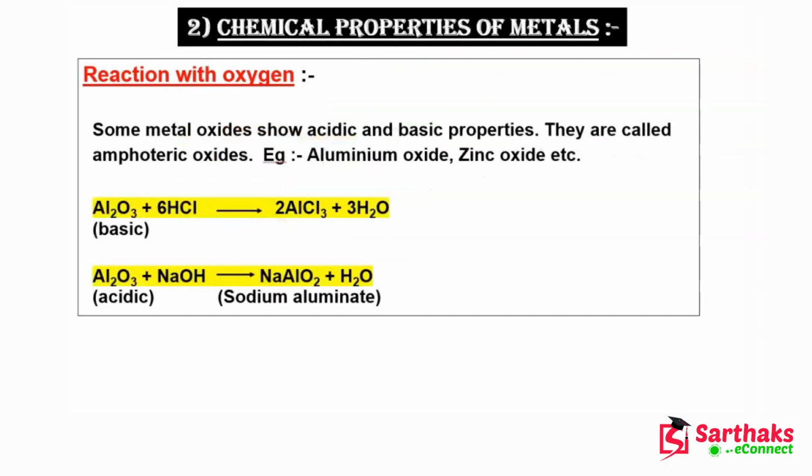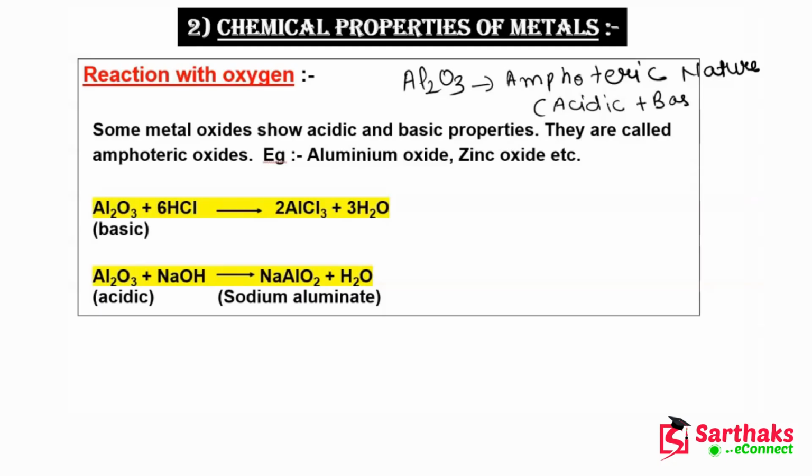Okay students, so here we are. Now you can see that this Al2O3 is aluminum oxide. This is amphoteric in nature. Now what does this mean? Basically guys, it means that it will show both natures, acidic plus basic.